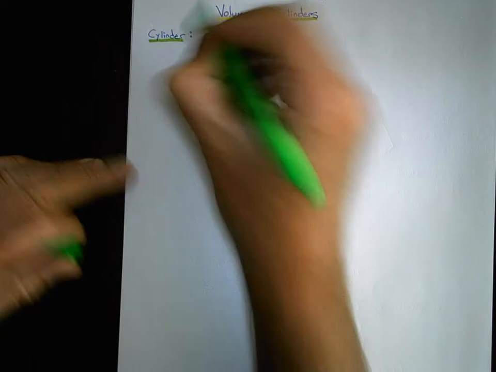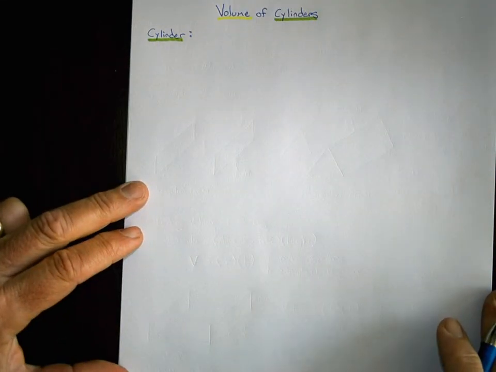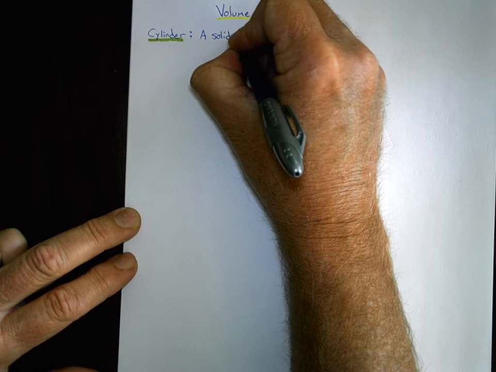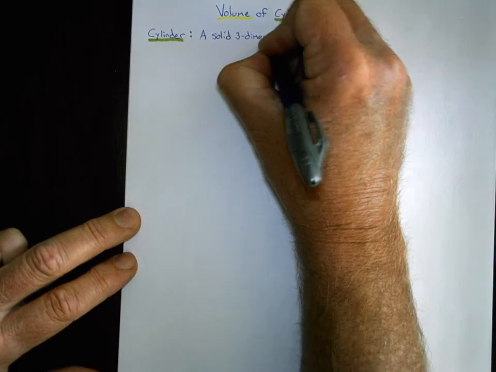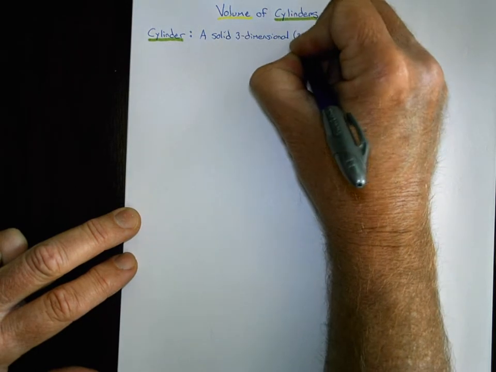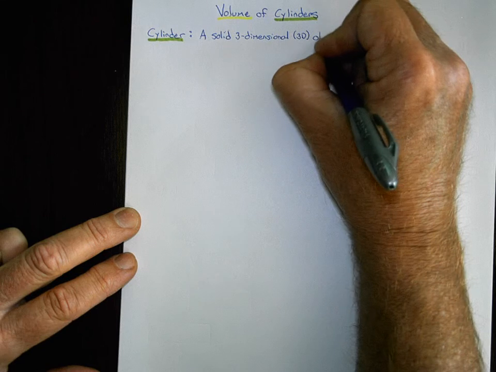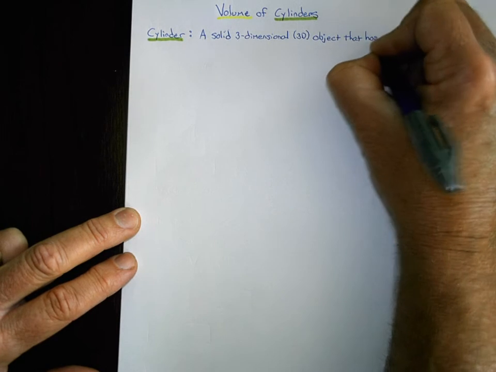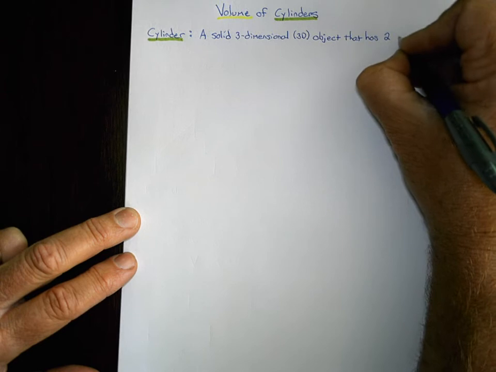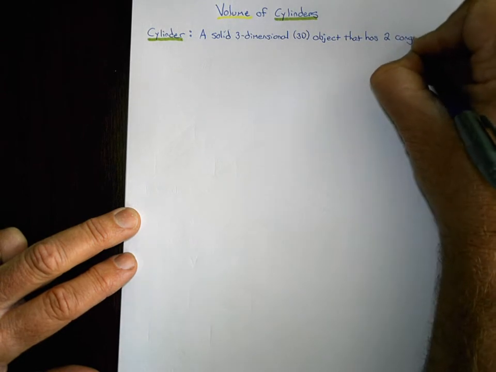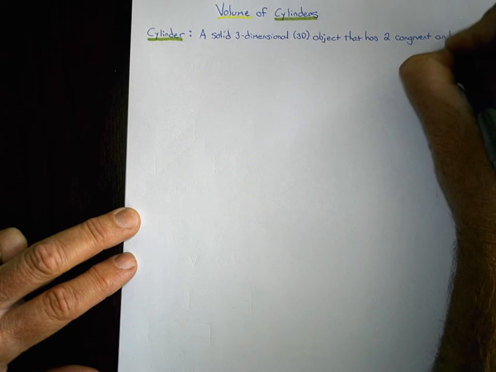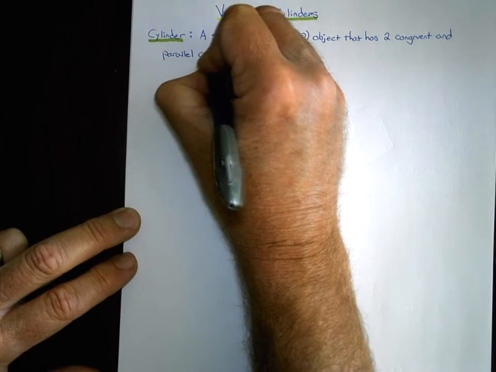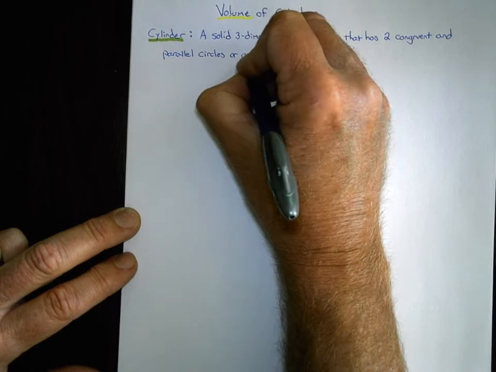Okay, so a cylinder, and this is a loose definition, so I did not look this up in Webster's dictionary or anything like this, but a cylinder is a solid three-dimensional object, and we could just say 3D if we want to, that has two congruent and parallel circles or ovals.